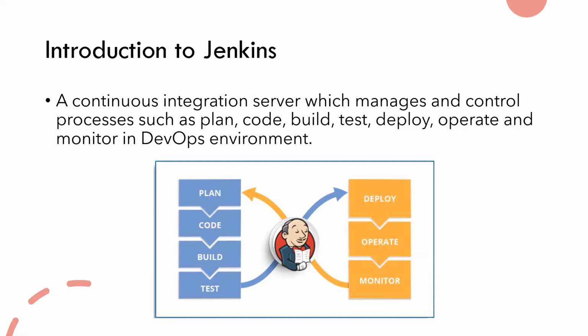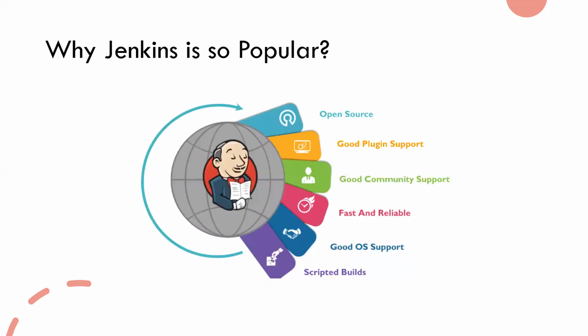So Jenkins is the open source tool which helps you achieve the CI/CD process, which helps you manage and control your code, your build, your test, your deploy, and helps you achieve this entire continuous integration process. Now it has a lot of features. It is open source. It has a large community and a lot of plugins. It is very fast.